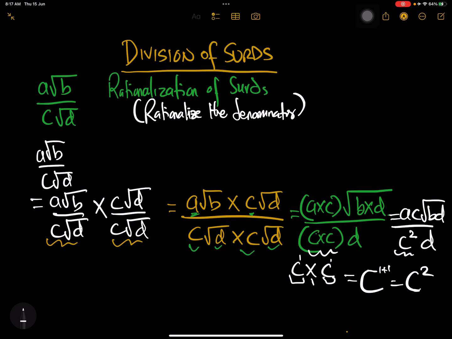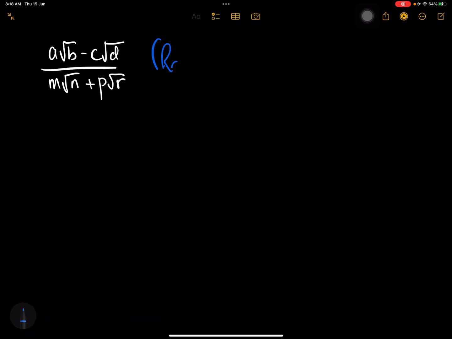I hope this is helping. Now let's look at more examples. Let's say we are presented with the square root of b minus c square root of d, divided by m square root of n plus p square root of r. We're saying that we will rationalize the denominator. And in this case, our denominator is this. So how do we rationalize?